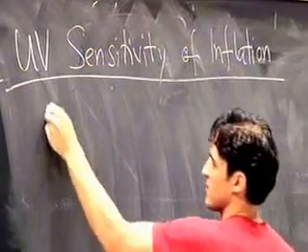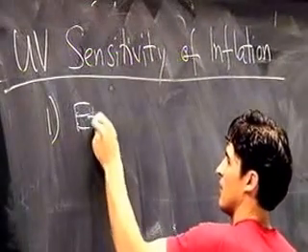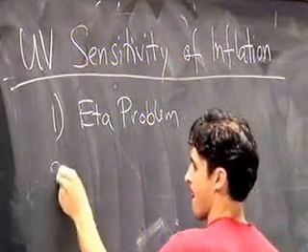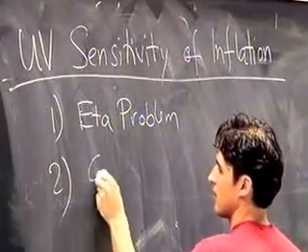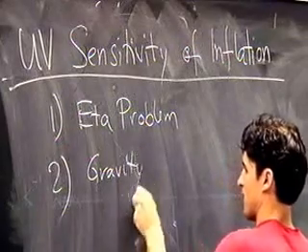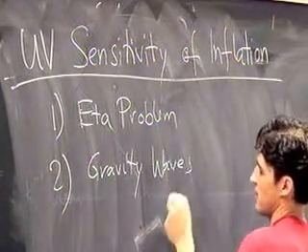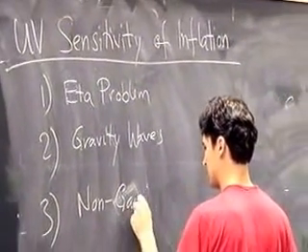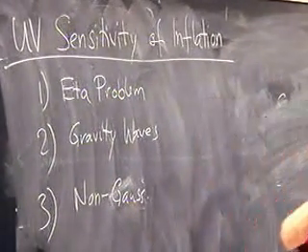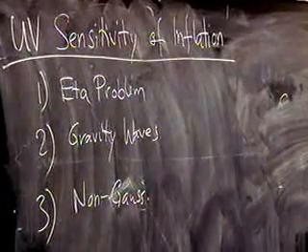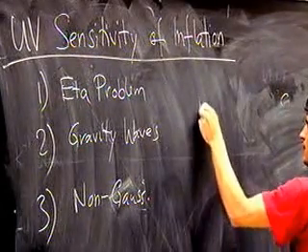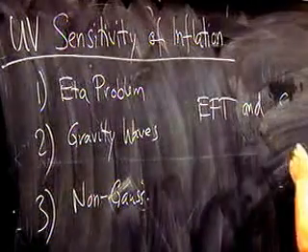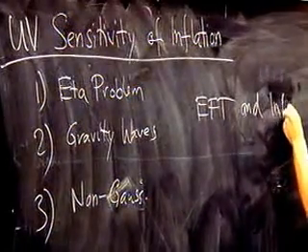Okay, so three examples that I want to talk about are called the eta problem, gravitational waves from inflation, and also non-Gaussianity. So let me make some generic statements about effective field theory and inflation.